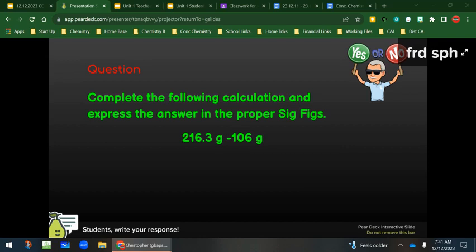All right, addition, subtraction, multiplication, and division. Which one are we doing, Jacqueline? So what do we look for? Do we look for the number of sig figs or do we look for the least precise measurement? Okay, we look for the least precise measurement. Cynthia, of these 2 numbers, 216.3 and 106, which one is the least precise? 106. Very good. And it only goes to what place?